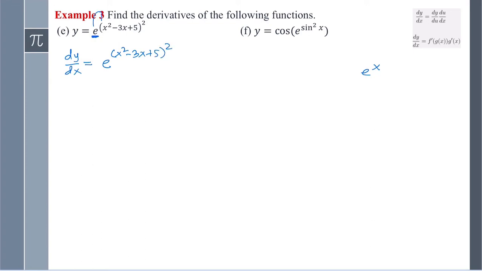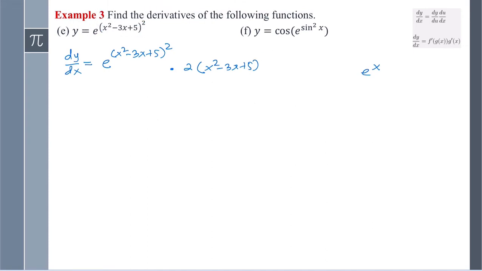Now we move one step inside. The next function is this raised to the power of 2, so x squared minus 3x plus 5, raised to the power of 2. For the derivative of that one, the innermost function, we'll leave that as it is and we take the derivative of this power function. The derivative of that power function is 2 times x squared minus 3x plus 5 raised to the power of 2 minus 1, which is 1, but we're not going to write that power of 1. So we'll leave it there.